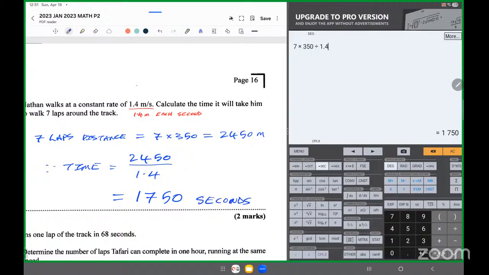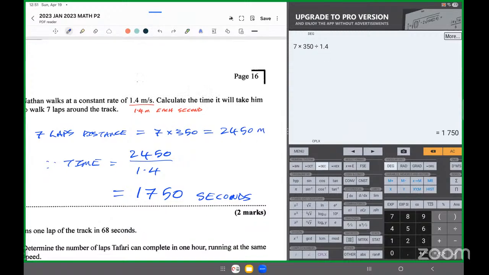And you have to say seconds, and you can also write 1750. You have to give the measurement of the time. You could have divided this by 60 and given it in minutes if you wanted. Okay, I'll leave it in seconds. All right? That's the time it took.